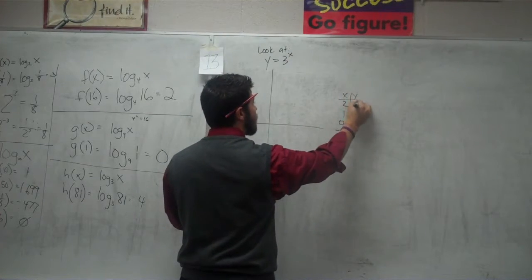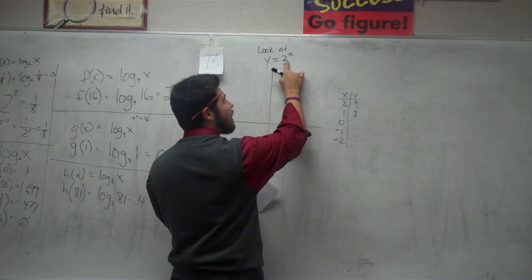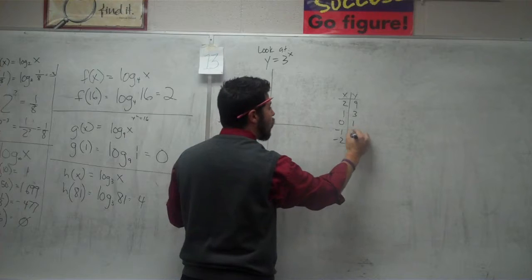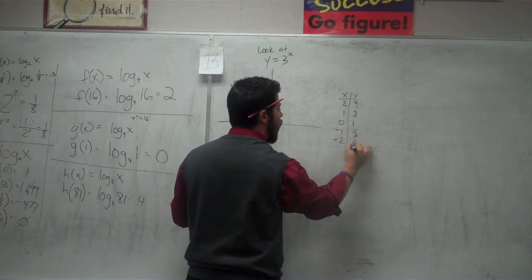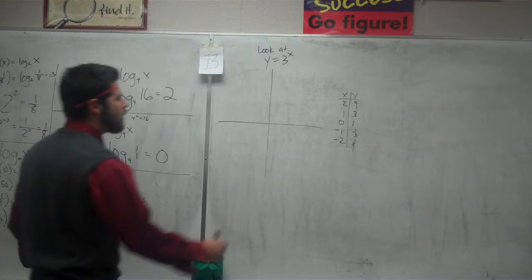3 squared is 9. Take 1, plug it in. 3 to the first is 3. Take 0, plug it in. 3 to the 0 power is 1. 3 to the negative 1 is 1/3. And 3 to the negative 2 is 1/9. Fair enough? What I want to do is graph these.